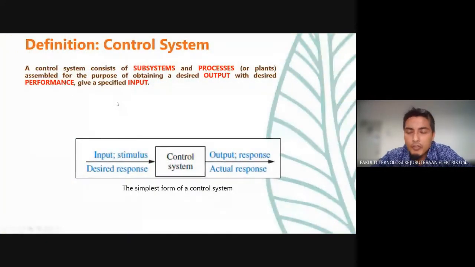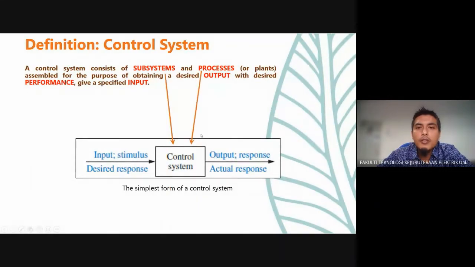So, definition of control system. I believe you already understand what a control system is. However, I would like to highlight again what a control system is. A control system consists of subsystems and processes, or plant we call it, or system, assembled for the purpose of obtaining a desired output with desired performance.